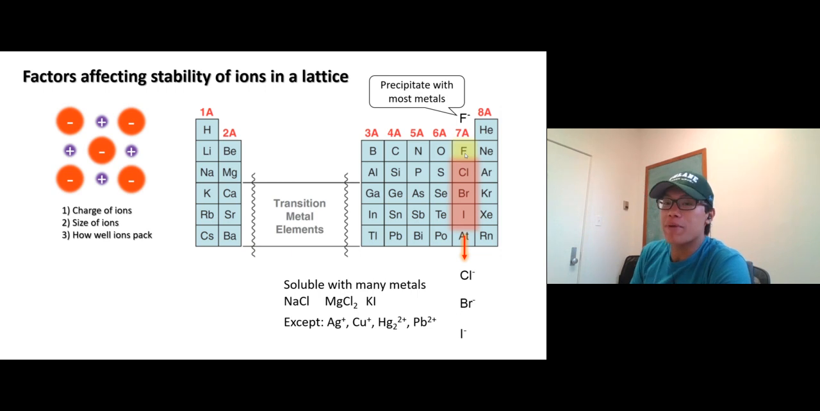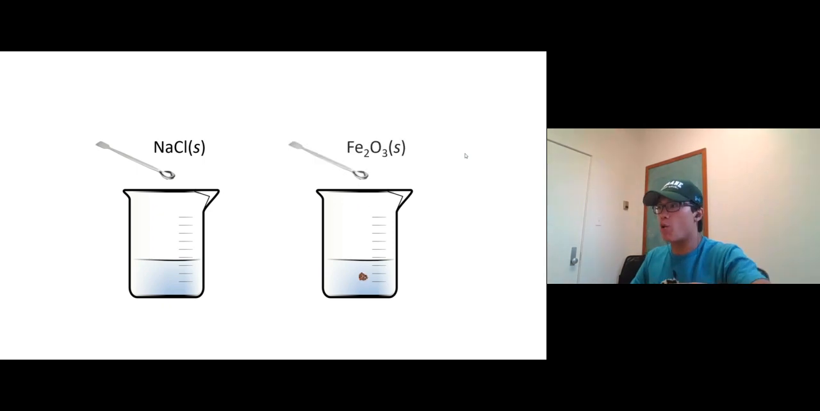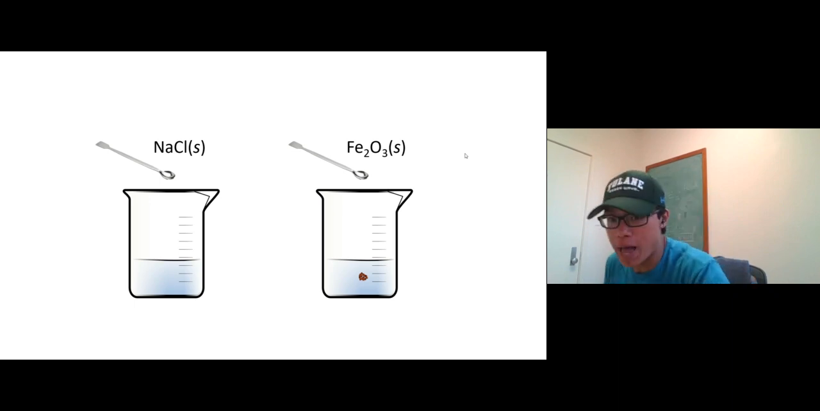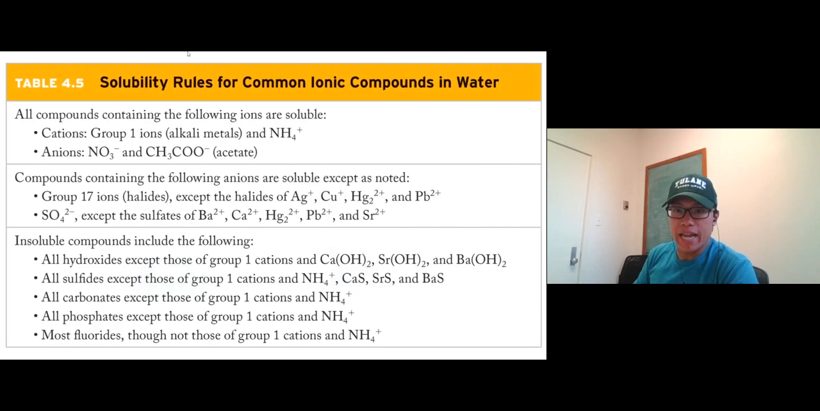So how do we know if an ionic compound is soluble in water or not? Well, it's going to be the experiment. You have to take the solid, drop it into water, and do the experiment. That's all you have to do. And there are millions of ionic compounds in this world. People have done the experiments and come up with this. We can talk about this in the next video.